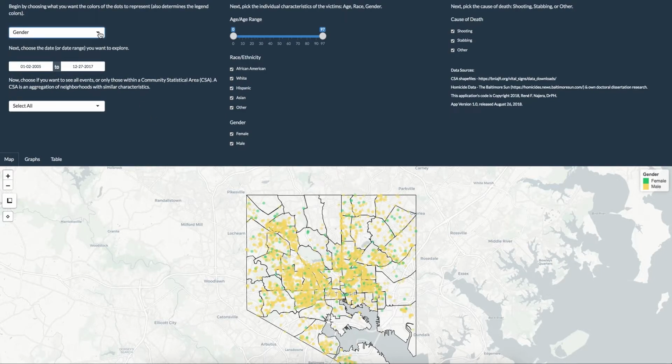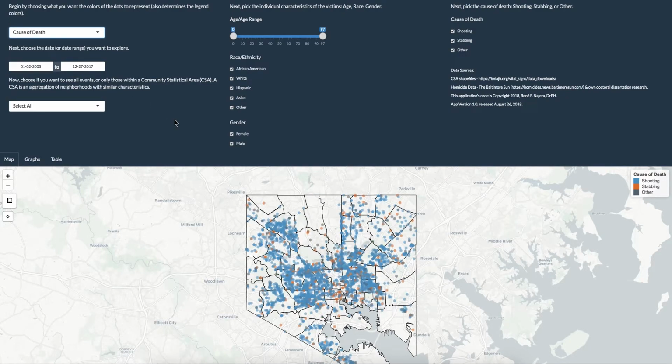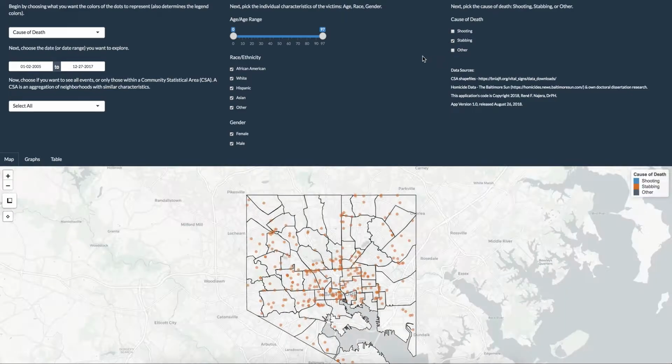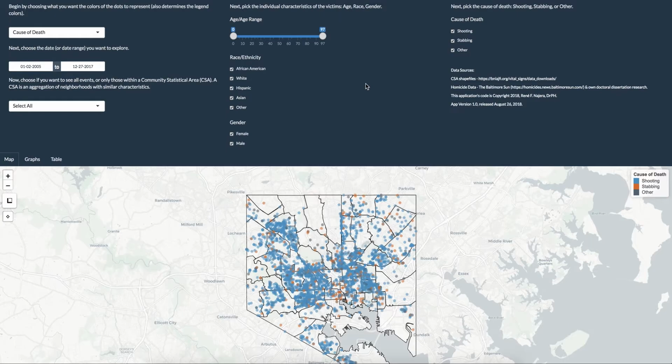Let's map it by gender or cause of death. You can see most of them have been shootings. So let's take away the shootings and look at the other causes of death. And they seem to be concentrated as well. Let's only look at stabbings. And let's only look at stabbings in females. Again, they get dispersed. And that's the thing about geographic analysis. If you want to look at clusters, don't just generalize and look at the clusters of all the cases. Look at the clusters of the person, place, and time that you're interested in.